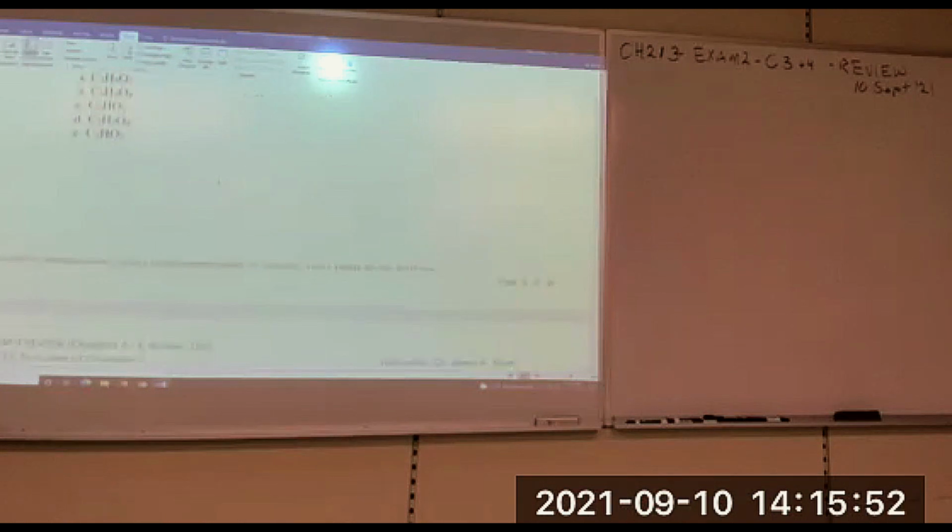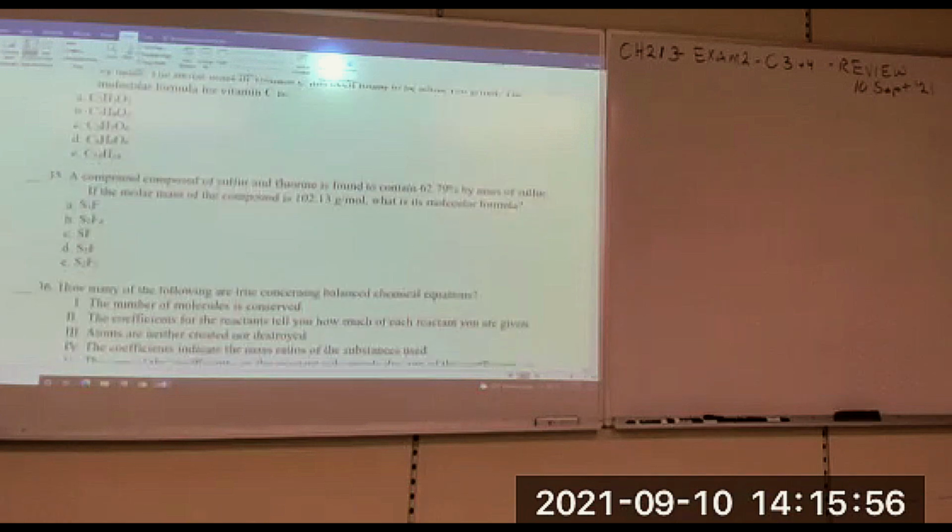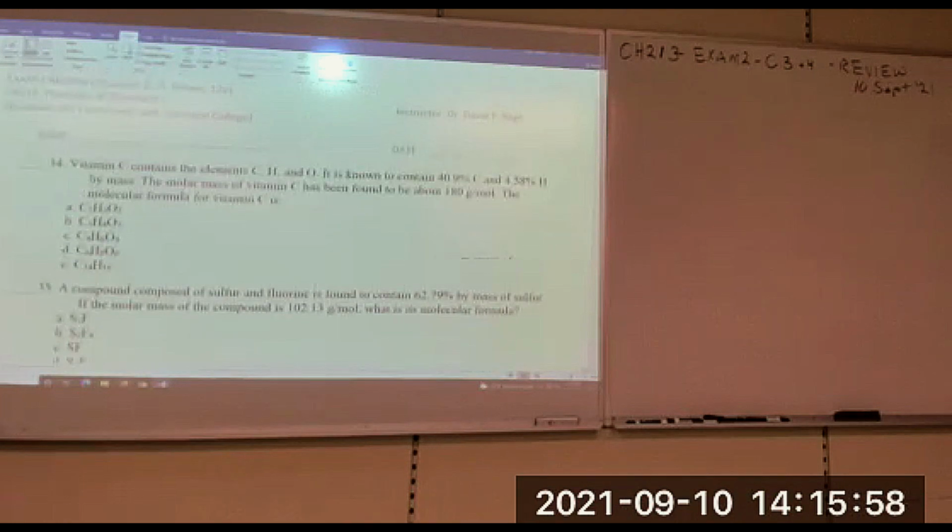Okay, so we got several examples in there. There's a vitamin C also. Vitamin C is ascorbic acid, in case you're interested.